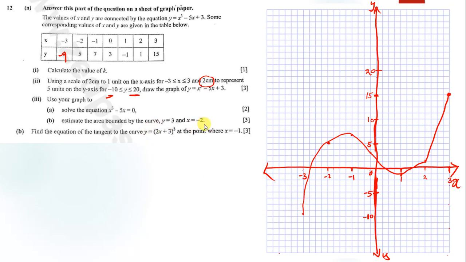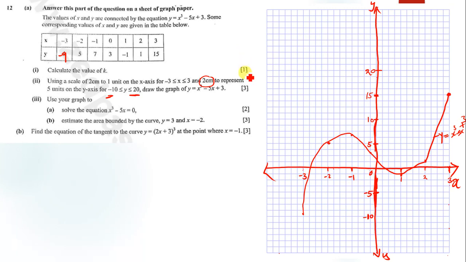Now, after sketching the graph, we have gotten 3 marks. Just doing this, you have gotten 3 marks. So you have to make sure that you indicate that this is the equation: y is equal to x to the power 3 minus 5x plus 3.